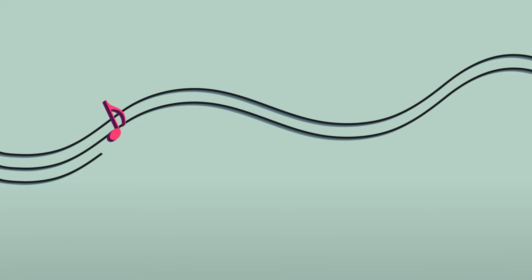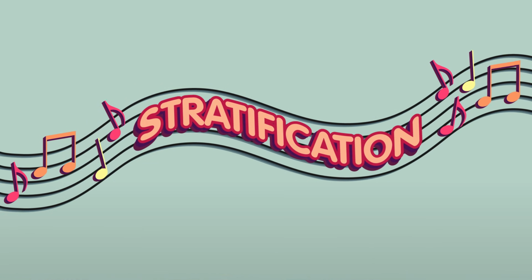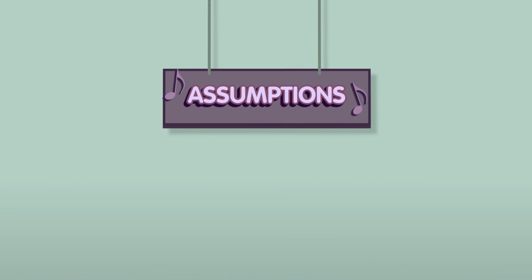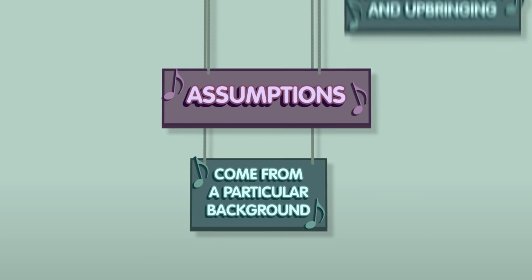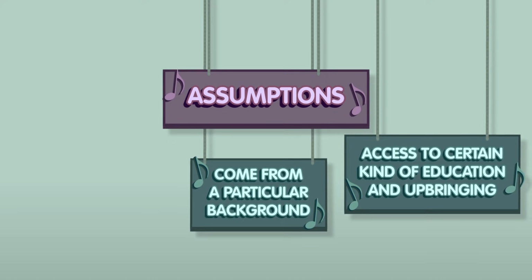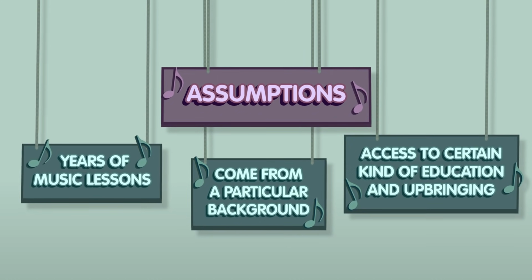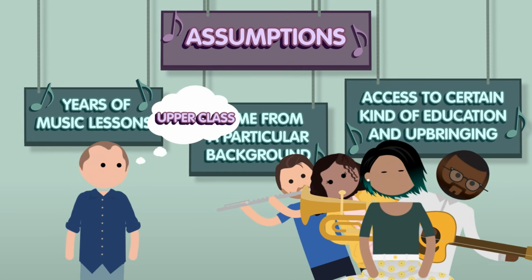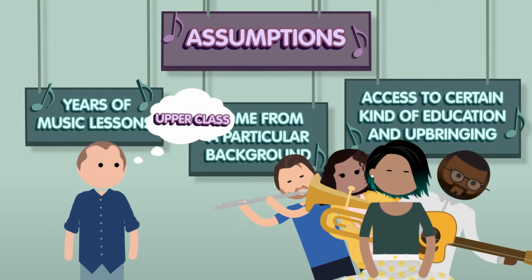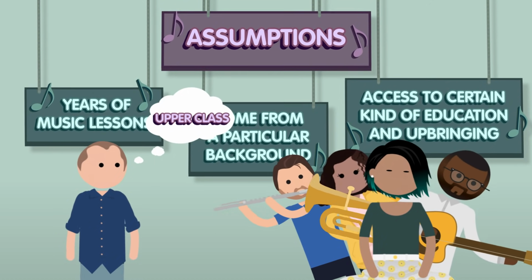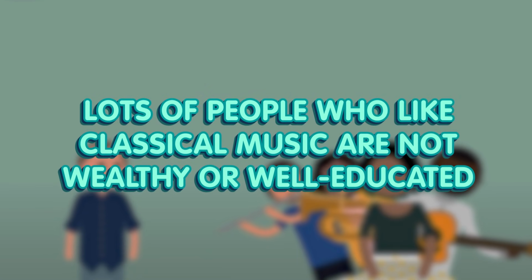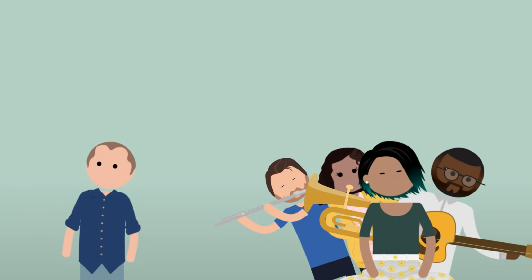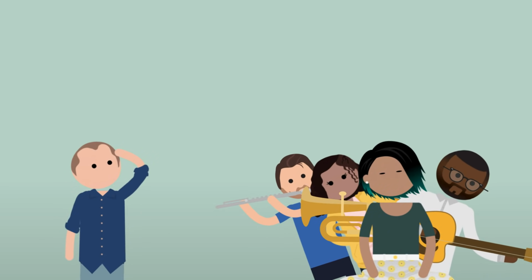Now, if it's not obvious what this has to do with stratification, think about the assumptions that your acquaintance is gonna make about you. That you come from a particular background, one that's allowed you to have access to a certain kind of education and upbringing, or that you've had years of music lessons. They might readily assume that you're the kind of person whose class standing allows them to develop these musical tastes. To be clear, I'm not saying that these judgments are true. Lots of people who like classical music are not, say, wealthy or well-educated. I'm saying that assumptions like these tend to be widely held and recognized.